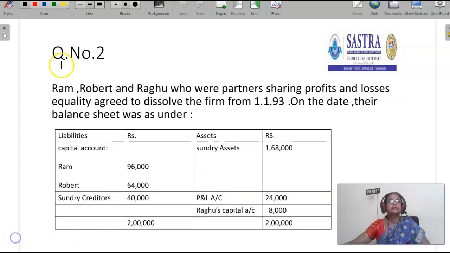Question number 2. Ram, Robert and Raghu, who are partners sharing profit and losses equally, agreed to dissolve the firm from 1st January. On that date, their balance sheet was as under. Capital accounts: Ram 96,000, Robert 64,000; sundry creditors 40,000; sundry assets 1,68,000; P&L account 24,000; Raghu's capital account 8,000. So the total of the balance sheet is 2 lakhs.